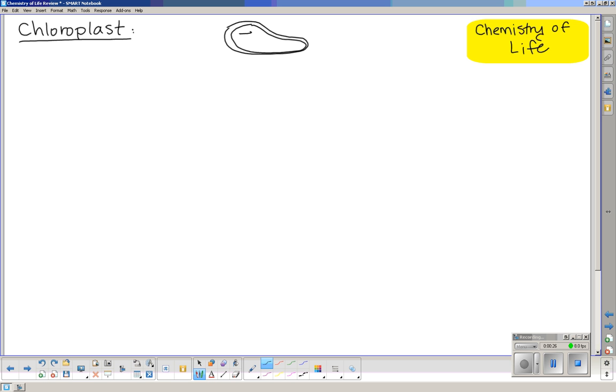On the inside of a chloroplast are stacked discs. These stacked discs look like stacks of coins, and they are called thylakoid discs. A stack of thylakoid discs is called a granum. Here I've drawn many stacks called grana. Surrounding the grana is this gel that's very sugary called the stroma.